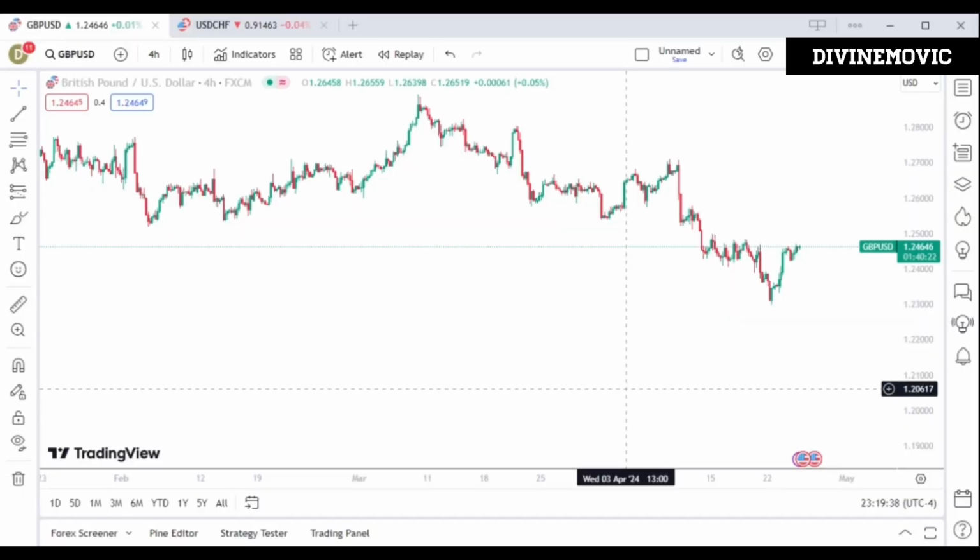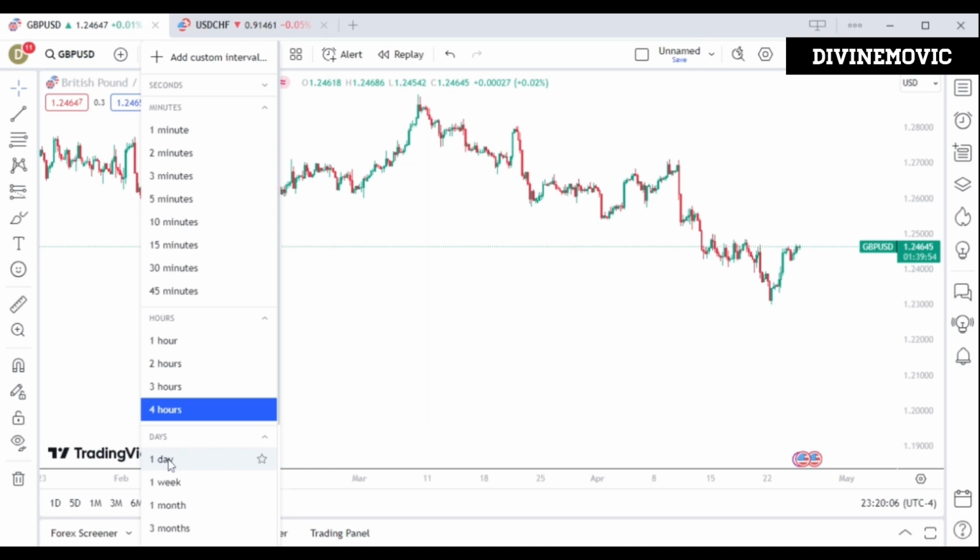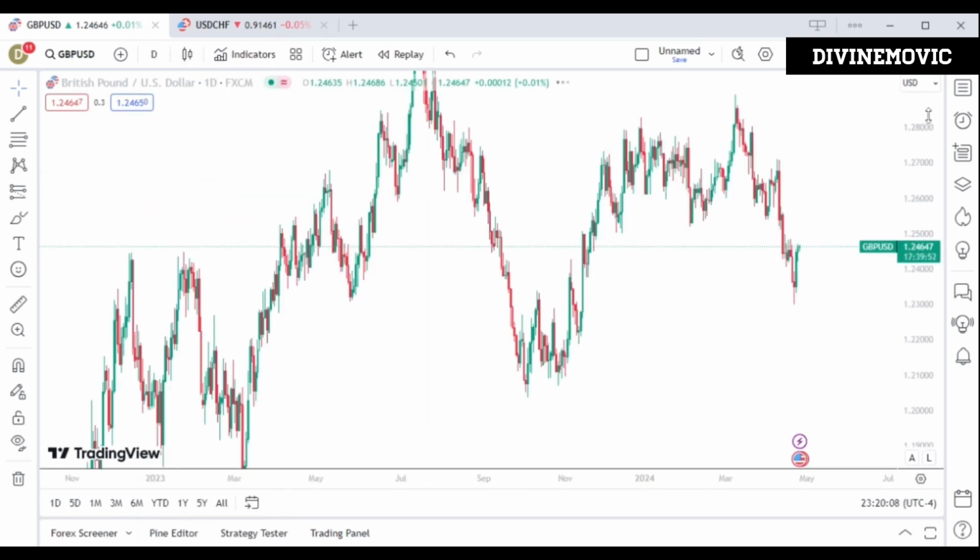Now, this is GBPUSD, and if you remember what I taught you earlier in my previous videos, the first thing you want to do whenever you open the chart is to go to the higher time frame, understand the direction of the market, and identify key levels. That's always the first thing you should do as a beginner. Even as a pro, whatever you want to do, start from the higher time frame. Now go to the daily time frame and understand where price is heading.